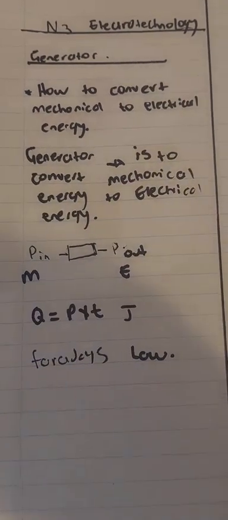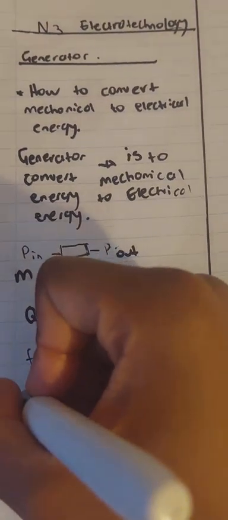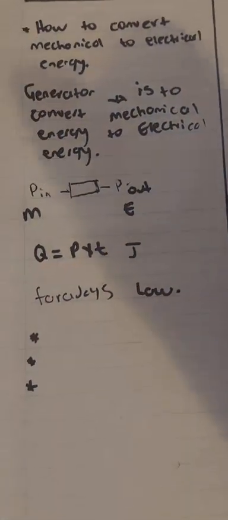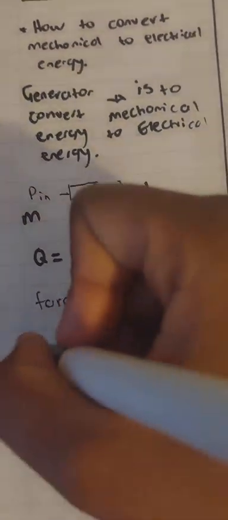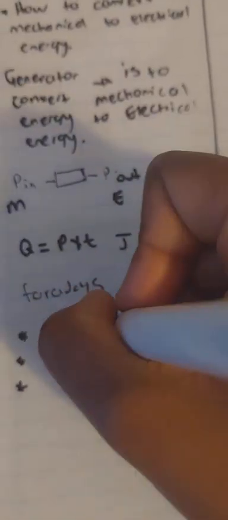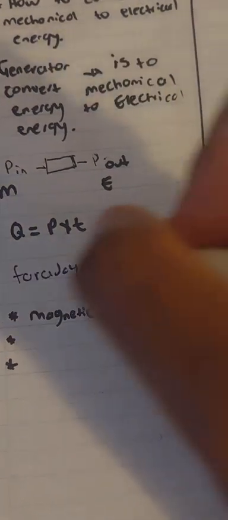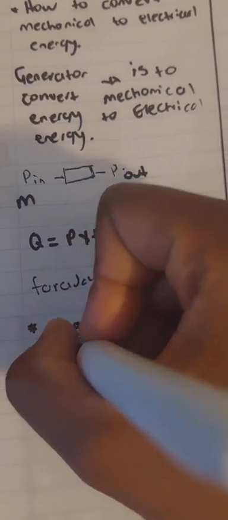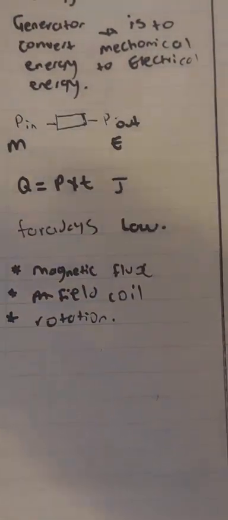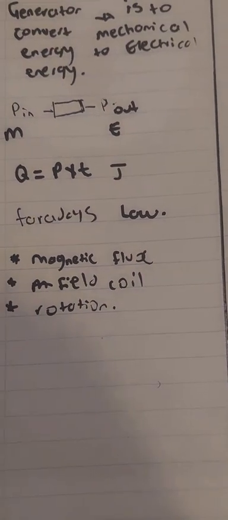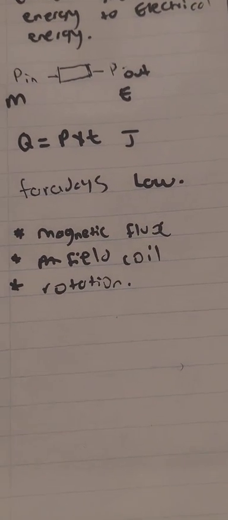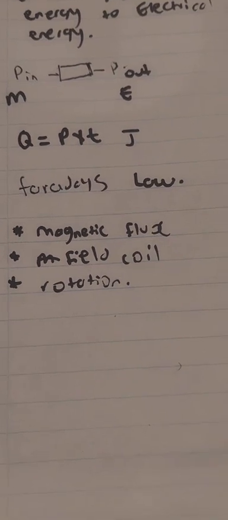To operate a generator, you have to know Faraday's law, which means that for your power in, there has to be magnetic flux, a field coil, and a rotation. Faraday's law means that during a rotation in the presence of the field coil, the magnetic flux is cut. This is step one.